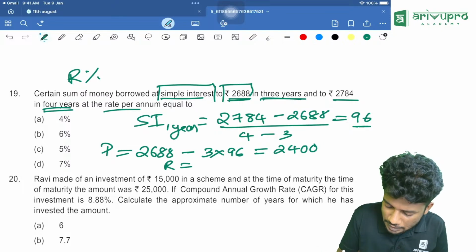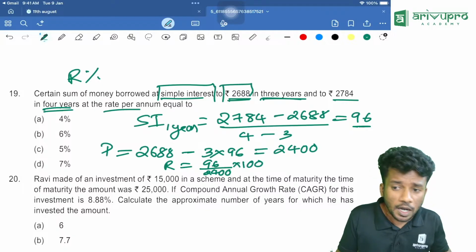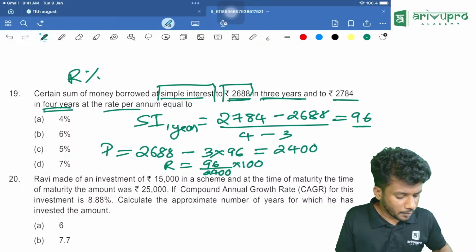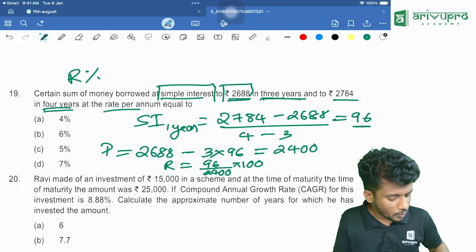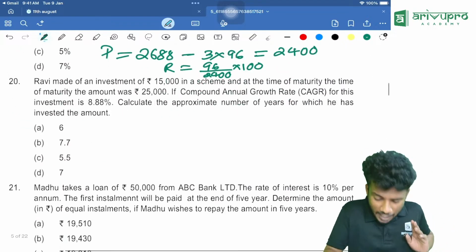Yes. Then they are asking us to find the value of R. R is nothing but 96 divided by 2400 into 100. 96 divided by 2400 into 100 is equal to how much? 4%. Option A is your answer.